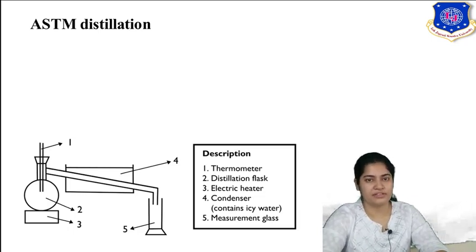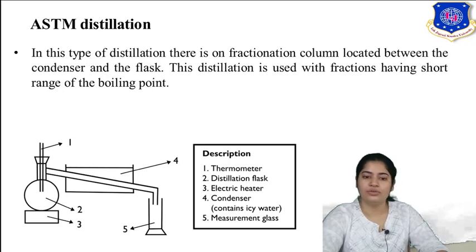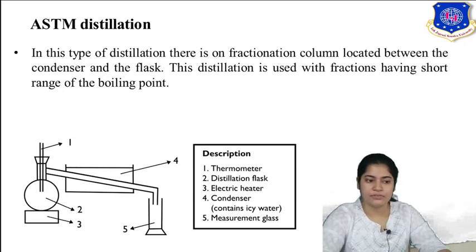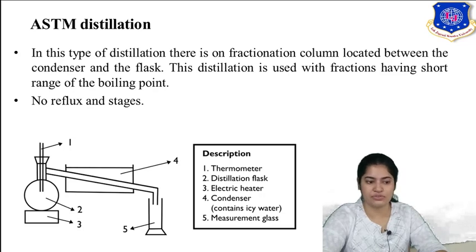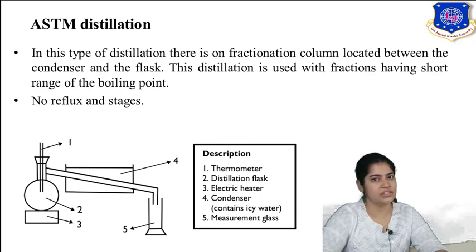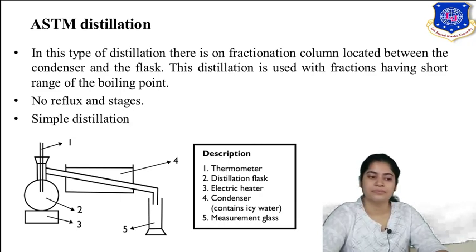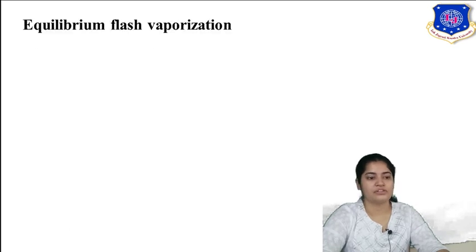Now here no reflux is there. Of course reflux condition is not there, neither are you providing stages. It is a simple arrangement. This distillation is used with fractions having a short range of boiling point. Again, no reflux and stages. You can see the fractionating column which is located between the condenser and the flask. There are no stages, neither is there packing. Again, it's the simplest form of distillation. Now that was about your ASTM distillation.